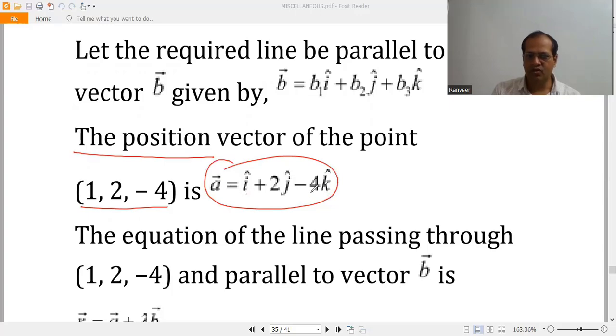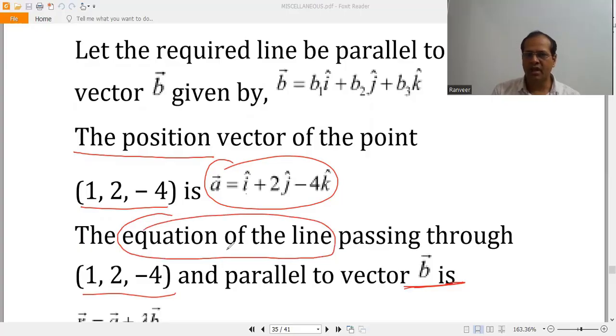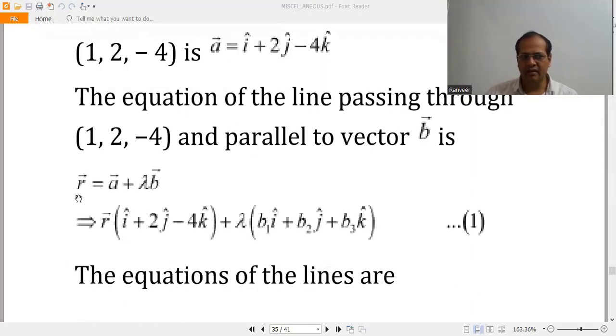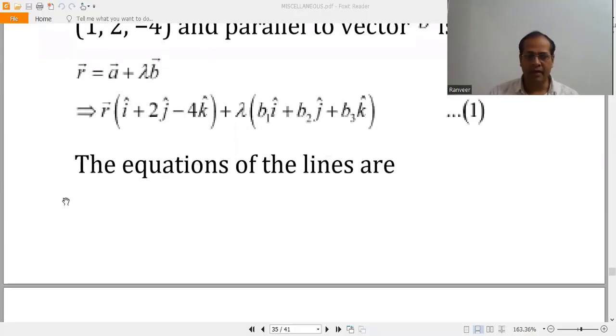So the equation of the line passing through (1, 2, minus 4) and parallel to the given vector: first of all we have to create the equation of the line passing through this point and parallel to the given vector. That we can write as r = a + lambda b. Here a is the position vector, and the line is parallel to the vector b. So the equation of the line, when we arrange this.